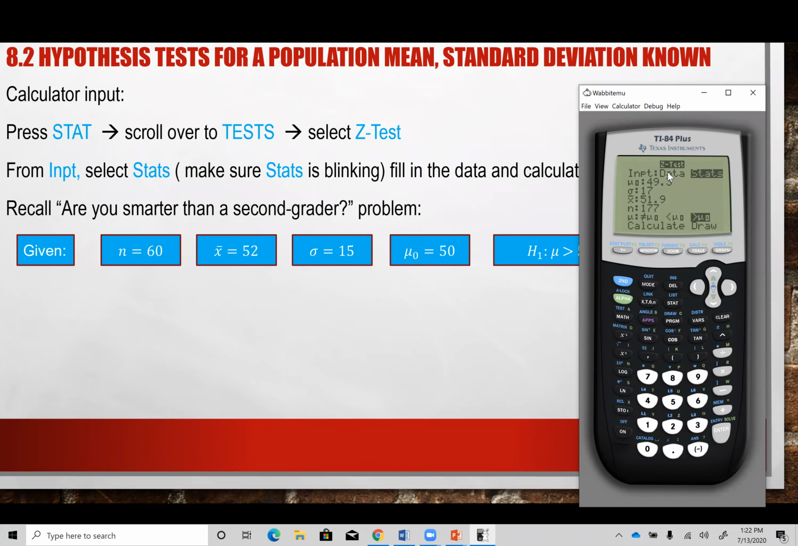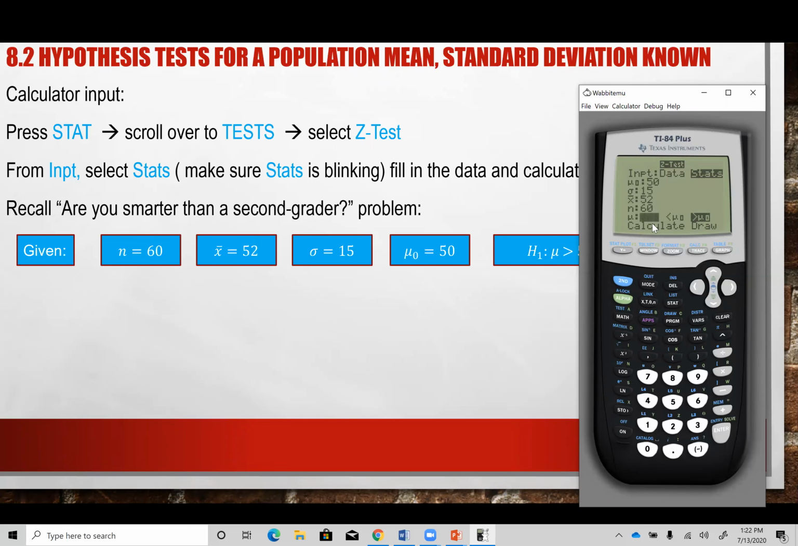83 and 84 are the same. Make sure your stat is blinking or selected. You go to your x sub 0, mu sub 0, which is your specific number, 50. What is your sigma? Your sigma here is 15. Your x bar is 52, and your sample size is 60.